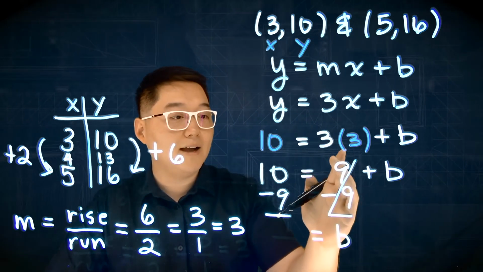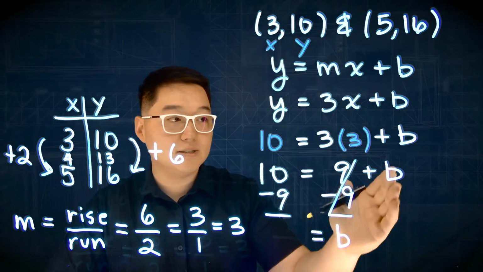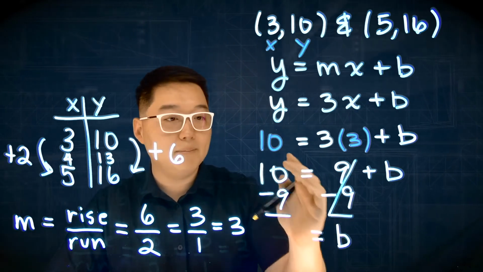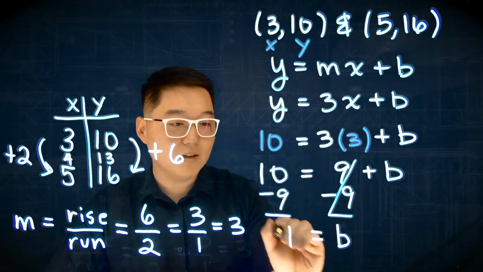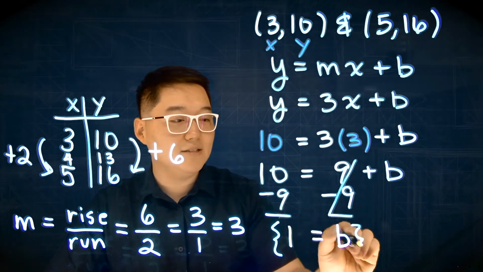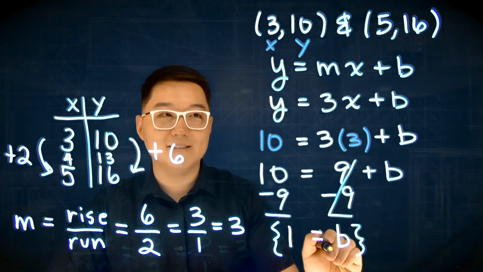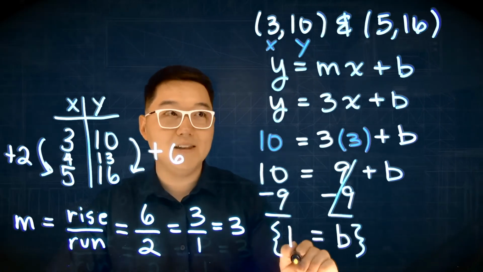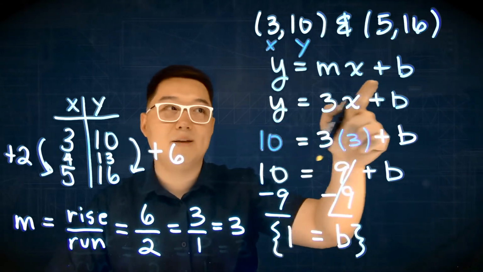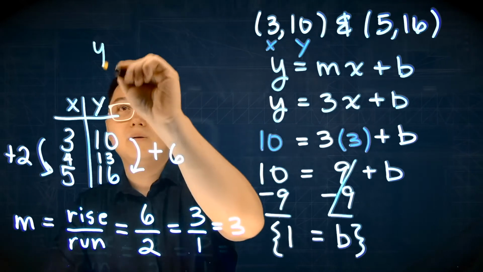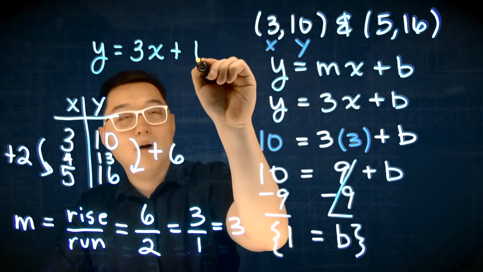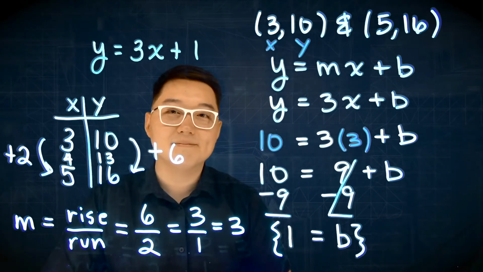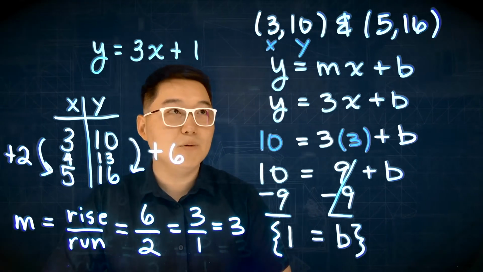So 9 minus 9, that's gone. That's just b on this side. But 10 minus 9, that's just 1. So it turns out that the initial value is 1. So now we can finally write the equation y equals mx plus b. Y equals 3x plus 1. Now let's do another example with 2 points.